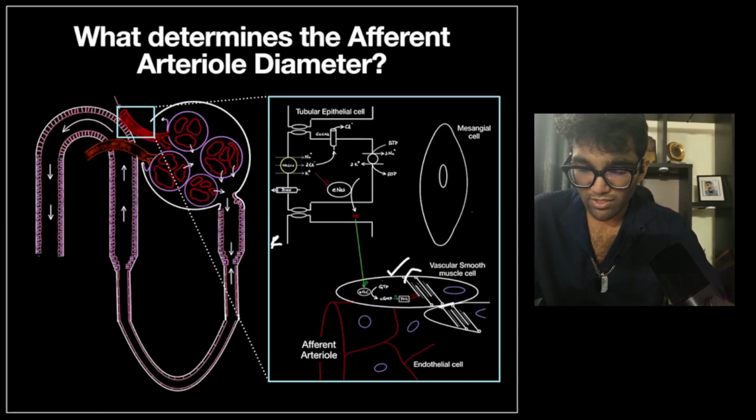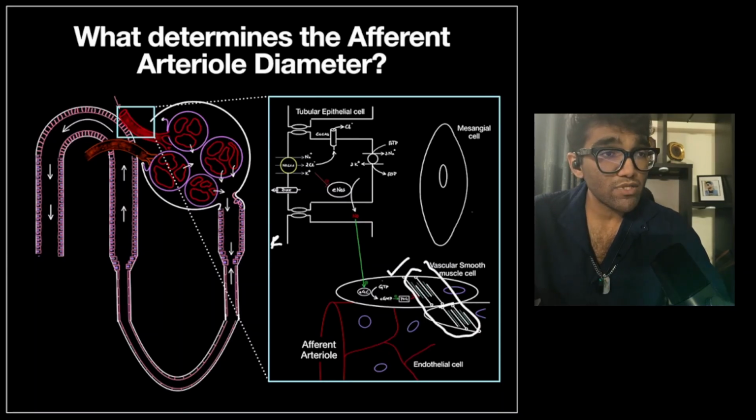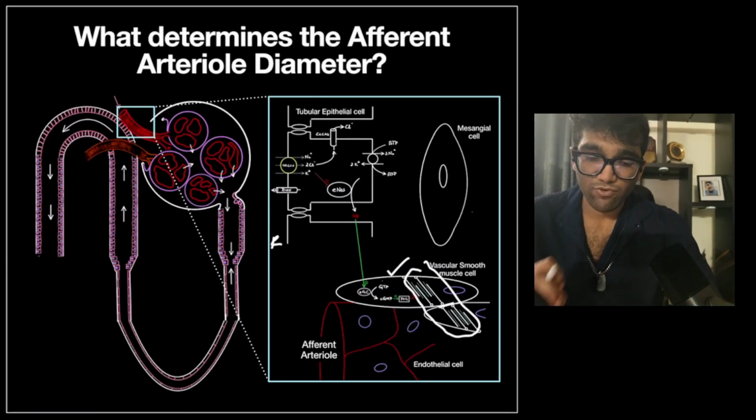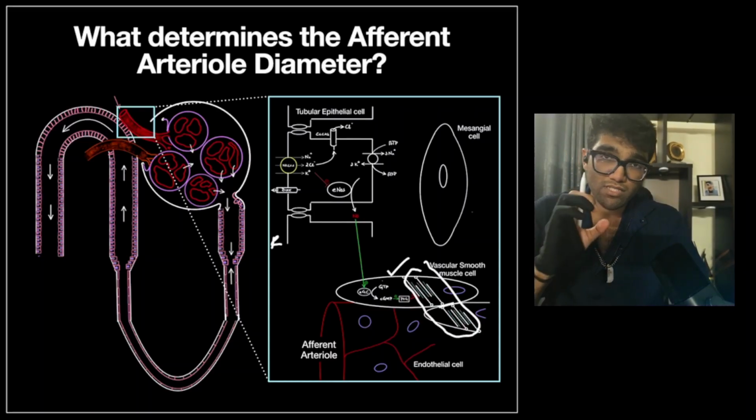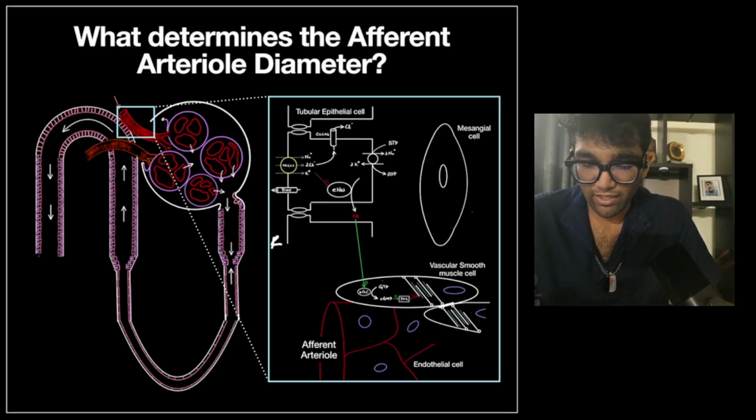Okay, so this is meant to show the actin myosin chains interacting with each other. So when that happens, they stop interacting with each other, and therefore the vessel dilates. Okay, so distal sodium delivery, the higher it is, the more constricted the afferent arteriole will be, and the lower it is, the more dilated the afferent arteriole will be. So I hope that is clear.